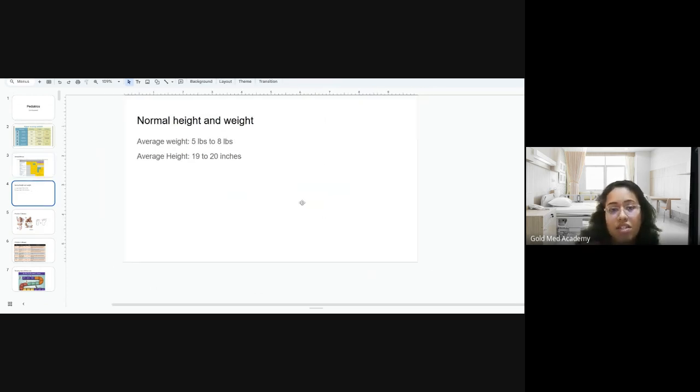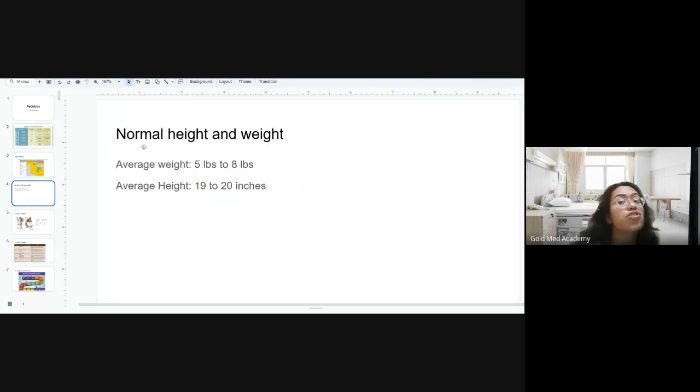Normal height and weight, no need to focus on specific numbers. These are not specific numbers, they're just averages, okay? Average weight is going to be between 5 pounds to 8 pounds, and then average height is going to be 19 to 20 inches. I would even disregard the height. You might get that. You don't need to specifically remember that. It's just there on the slide. It might be mentioned as part of a case study, so your job is to say, is it too far away from the value or is it too close?